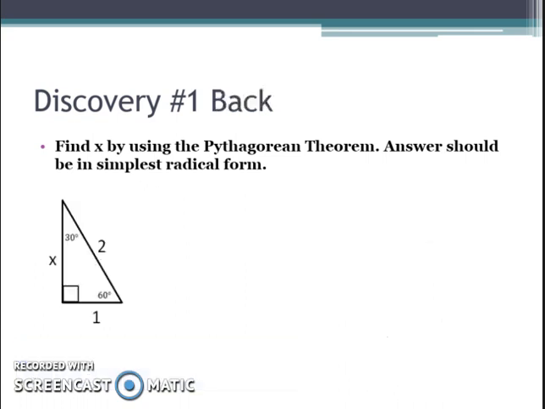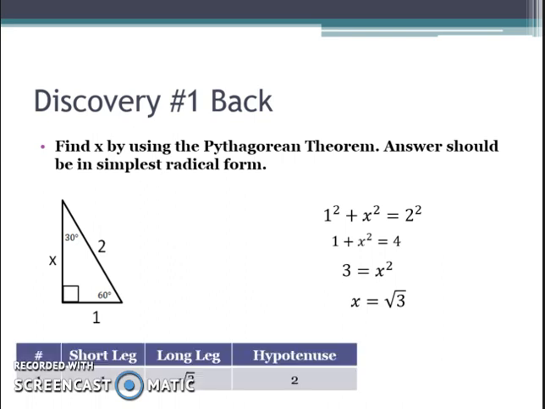Okay, for the back discovery, I'm going to do example 1 again. Here the short leg is 1, the hypotenuse is 2, and the long leg is x. So we're going to do 1 squared plus x squared equals 2 squared. 1 squared is 1, 2 squared is 4. Subtract 1, we get 3. We take the square root, the long leg is the square root of 3. The short leg is 1, and the hypotenuse is 2. So go ahead and pause again, and finish the back page.